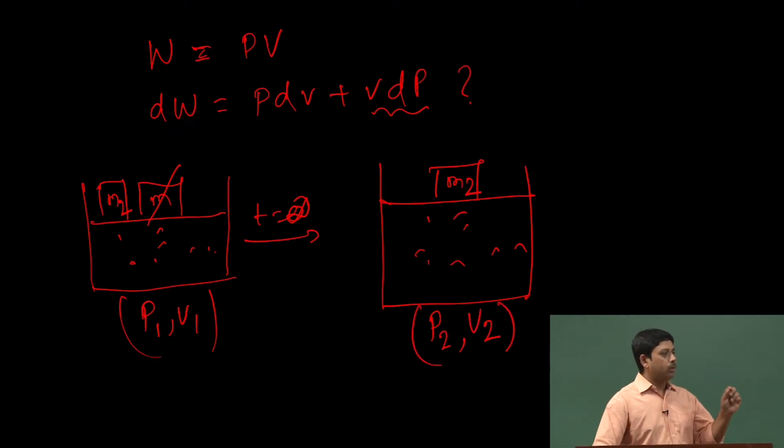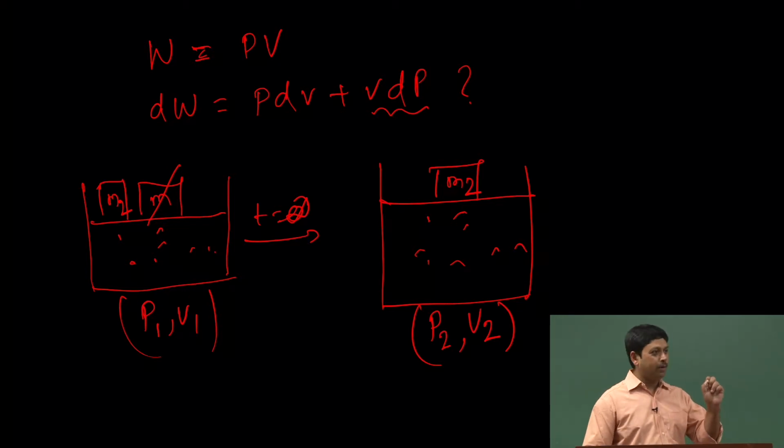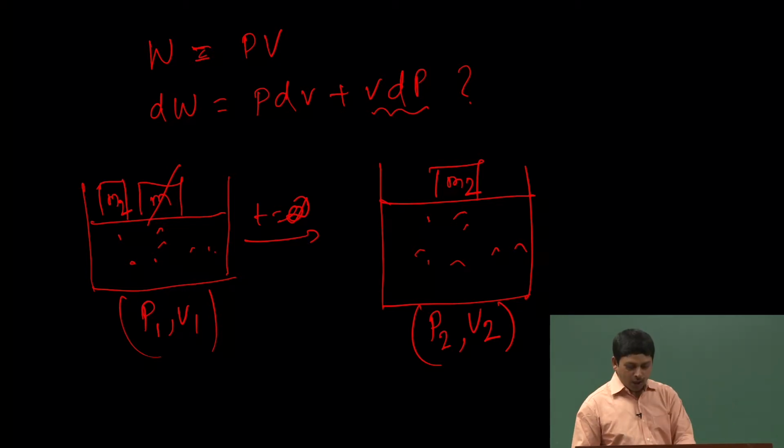Now, did the pressure change? Our system that we talked about was m2 in the beginning at T equal to 0 and m2 at the end. That did not change. What changed was only the volume, because based on the external pressure the volume got adjusted. Therefore, the dP is 0.